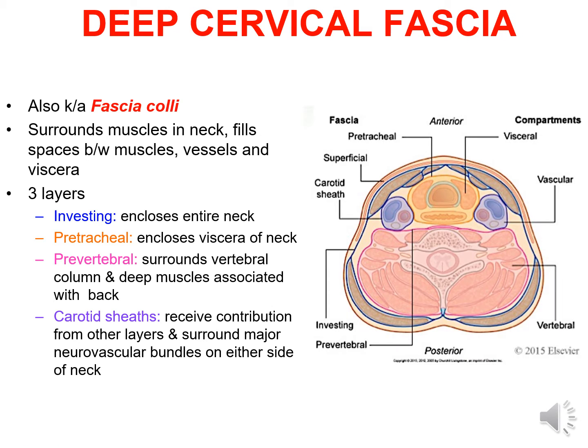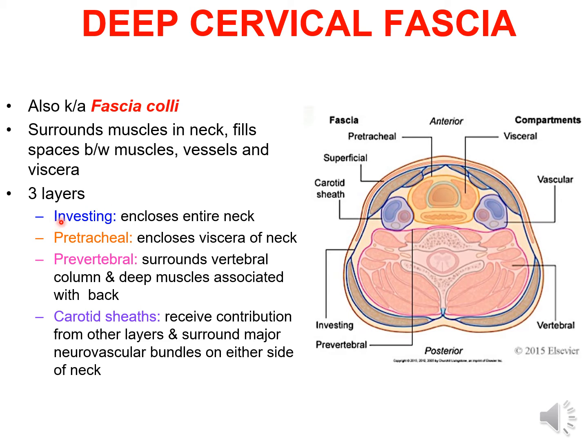Deep to the superficial fascia in the neck lies the deep fascia, also known as the cervical fascia, also known as the fascia colli. This deep cervical fascia surrounds muscles in the neck, filling the spaces between the muscles, vessels, and viscera. The deep fascia of the neck is condensed to form the following layers.